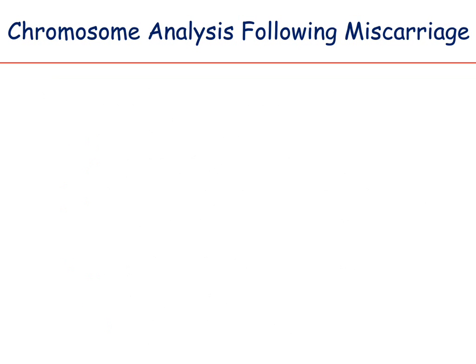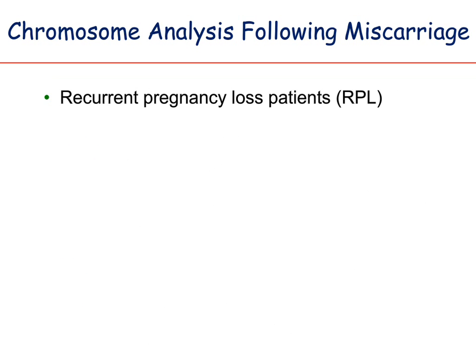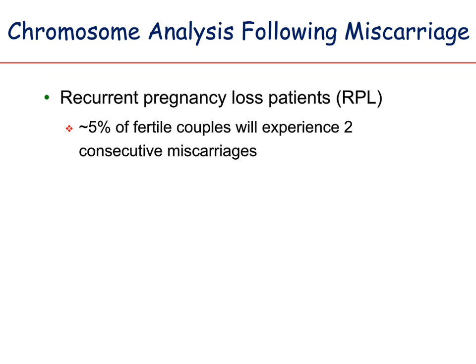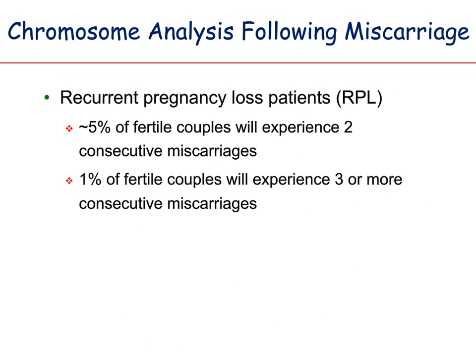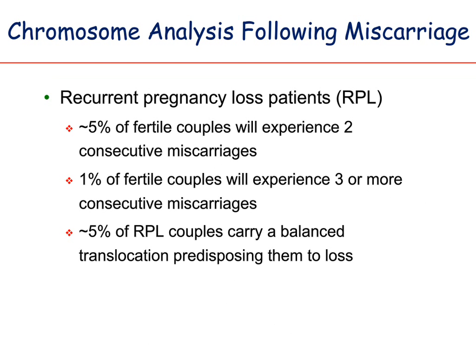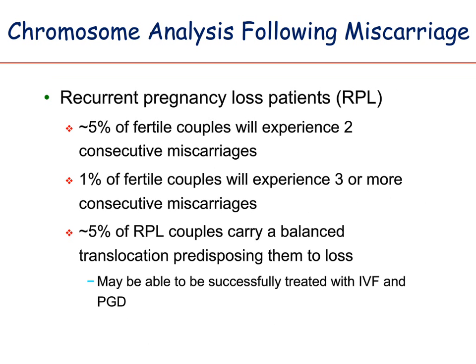So there are the recurrent pregnancy loss patients. We know that about 5% of fertile couples will experience 2 consecutive miscarriages, and about 1% of couples will experience 3 or more consecutive miscarriages. We know that about 5% of recurrent pregnancy loss couples carry a balanced translocation that predisposes them to loss. And if you can identify these couples, you may be able to successfully offer them added options, which include in vitro fertilization with pre-implantation genetic diagnosis.